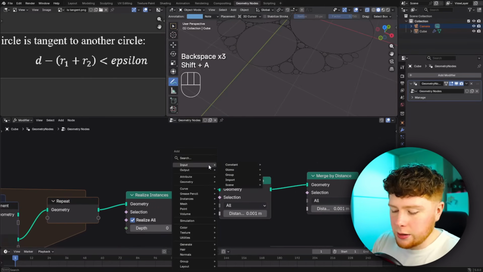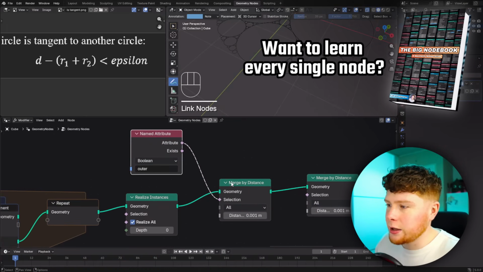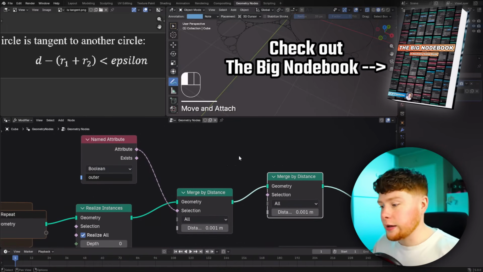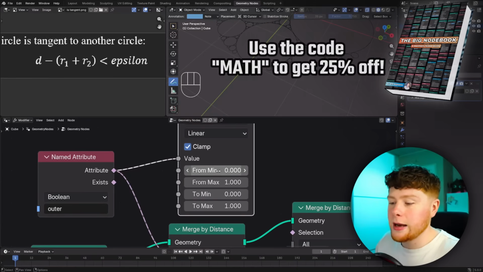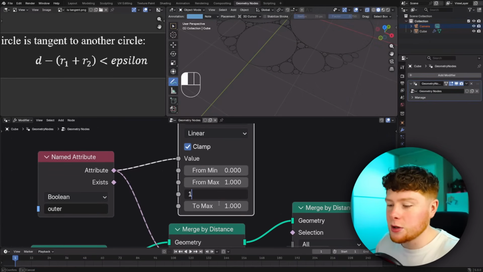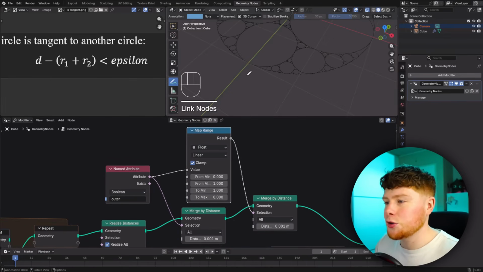So if we do a named attribute node, which we set on outer, we can connect this one over here. And then this one, we want to do the reverse. So let's do a map range node and connect the outer like so. And now it goes from 0 to 1, but let's make this go from 1 to 0. And then if you connect it like so, then you see the outer circle is back.